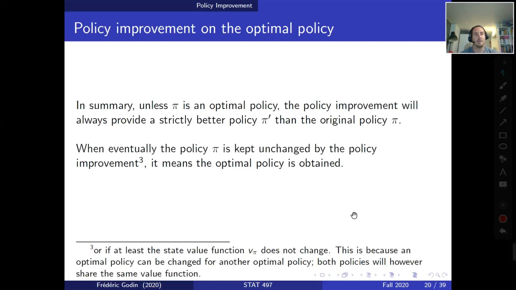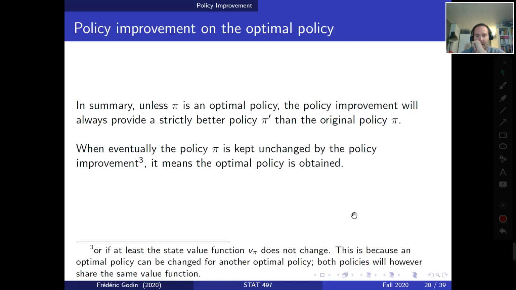So in summary, when you have a policy pi, if you apply policy improvement, you will always get a policy pi prime that is strictly better than your original policy pi, because when it's not strictly better, it means that your policy pi will remain unchanged, and it means that the optimal policy is obtained. So you start with an arbitrary policy pi, then if you apply this, you will always get better and better policies until you reach the optimal one. Now, I went a bit quickly, so I said if the policy is unchanged.